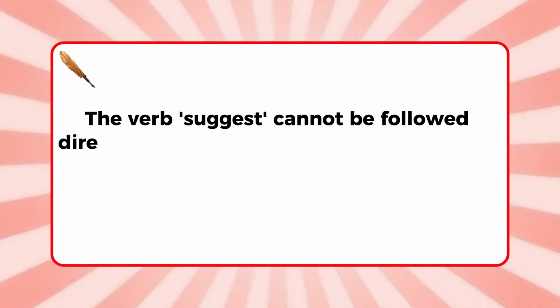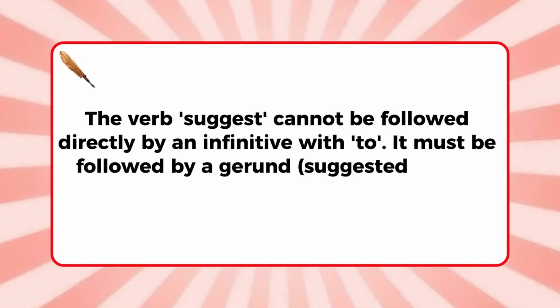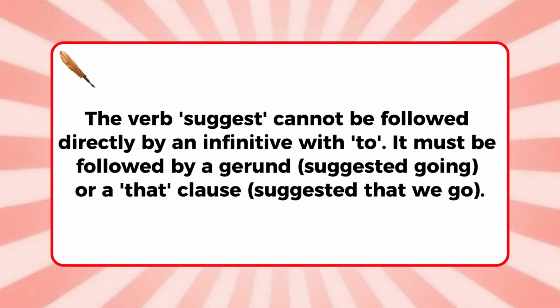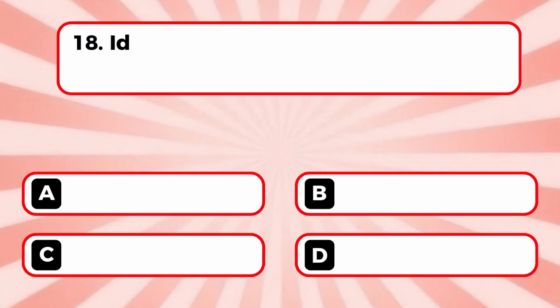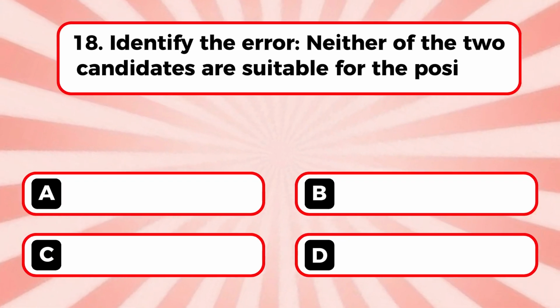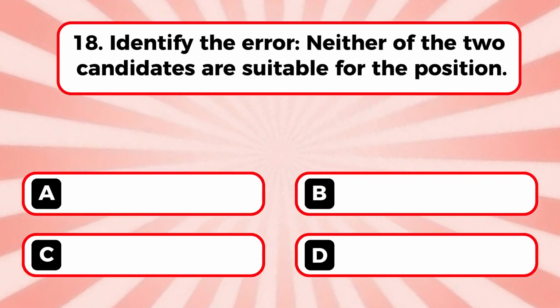The verb suggest cannot be followed directly by an infinitive with to. It must be followed by a gerund, suggested going, or by a that clause, suggested that we go. 18. Identify the error. Neither of the two candidates are suitable for the position.